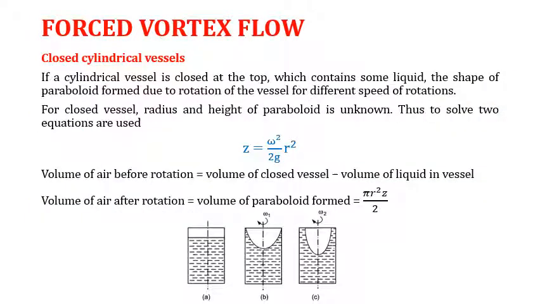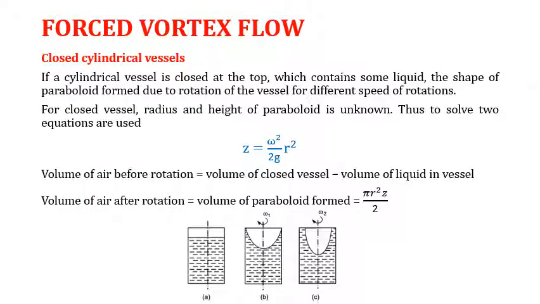Now let's consider a closed cylindrical vessel case when the cylinder has a top lid over it, and when it is rotated, it is not necessary that the radius of the parabola will meet the radius of the cylinder. Like it could be this case as well, when the radius of the parabola formed is also unknown. Then in this equation, z is equal to omega square r square over 2g, we have two unknowns, z and r, so we need another expression to be formed in order to solve. For that, we are going to make use of the fact that the volume of air before rotation is equal to the volume of air after rotation.